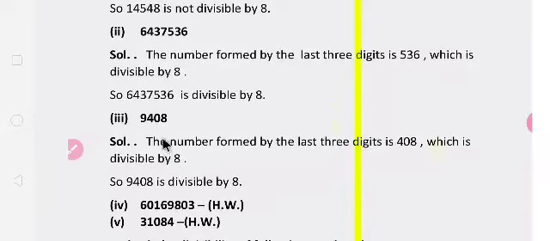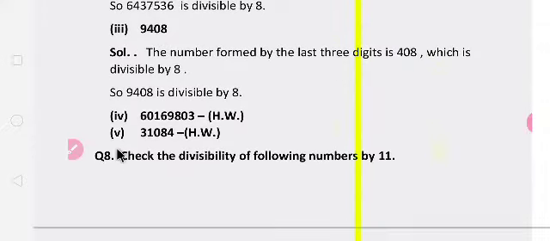Third one, 9,408, where the number formed by the last 3 digits is 408. And 408 is also divisible by 8. So 9,408 is divisible by 8. Only you have to see whether the number formed by the last 3 digits is divisible by 8 or not. If it is divisible by 8, the number is also divisible. Same for the fourth and fifth one, which are left for you as homework. Only you have to see the last 3 digits and check whether they are divisible or not.